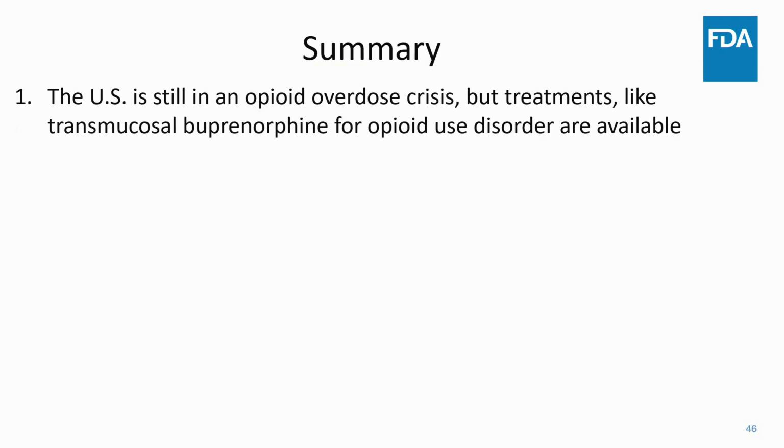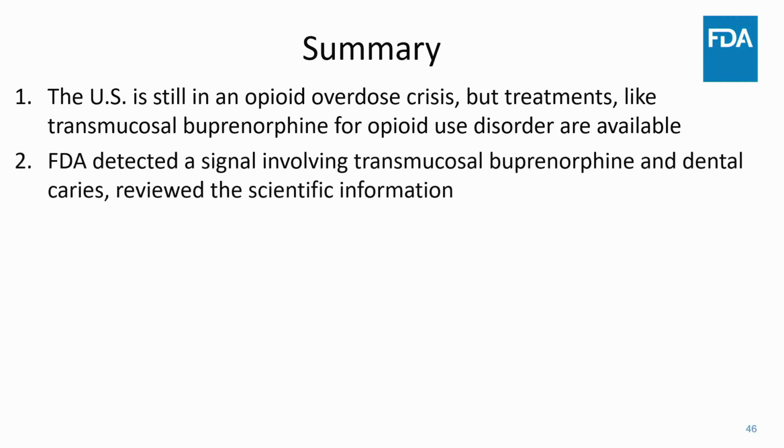I want to quickly summarize. So number 1, we're still in an opioid crisis in this country. Treatments are available. You learned about a safety signal that was detected. That's number 2. We worked that up, and you learned about how the review team approached that data.